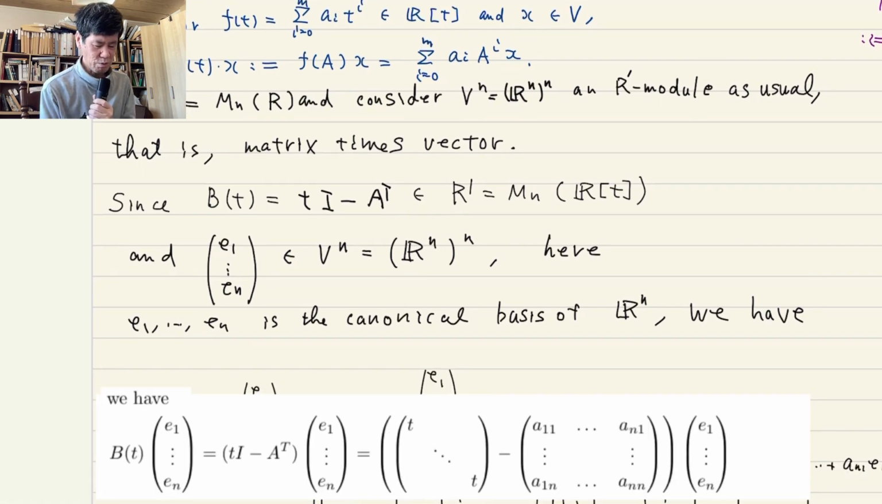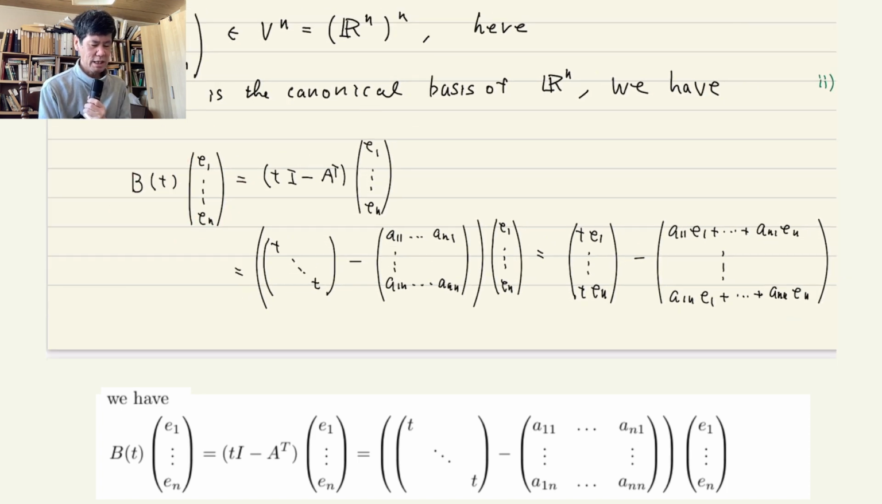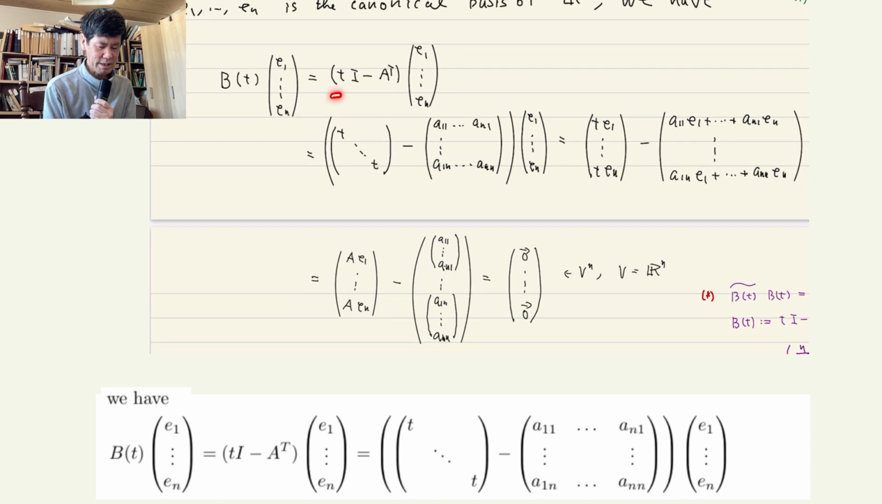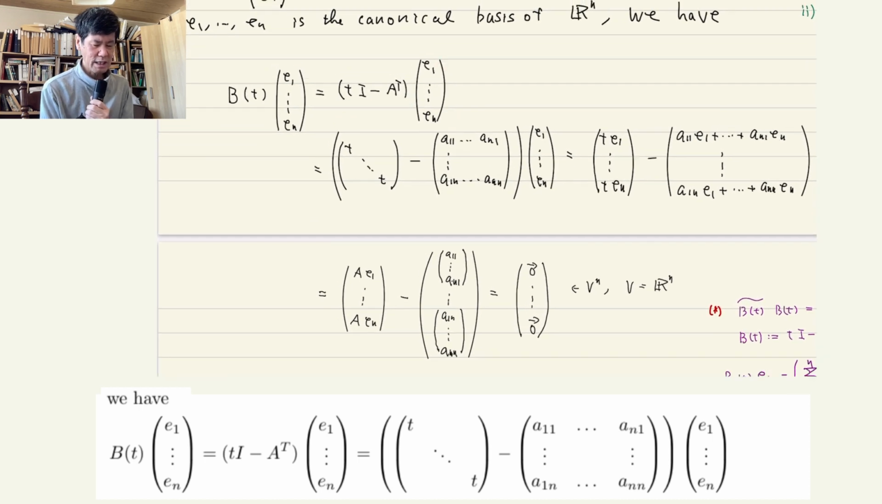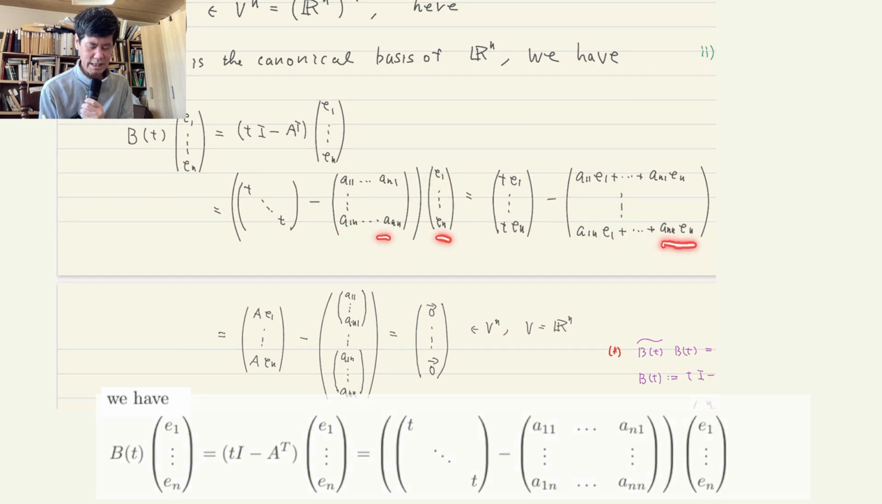So we can multiply (e1, ..., en) from the right to B(t). This is equal to tI minus A transpose times (e1, ..., en), where tI is this diagonal matrix. And A transpose times (e1, ..., en): the first term is e11 e1 plus, and so on to en1 en, and so on to e1n e1 plus, and so on to enn en.